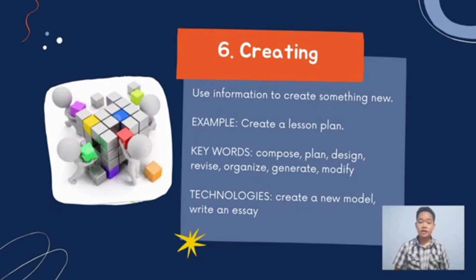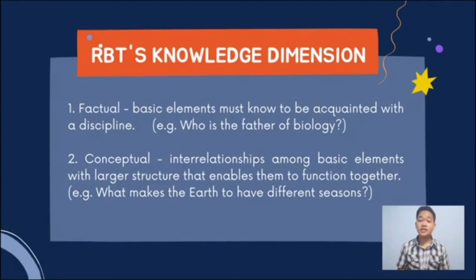Okay? Now we're here on knowledge dimension. So it is one of the two dimensions of the revised Bloom's taxonomy, the type of knowledge. So number 1, it is factual. Basic elements must know to be acquainted with a discipline. So this could be terminologies or specific details.